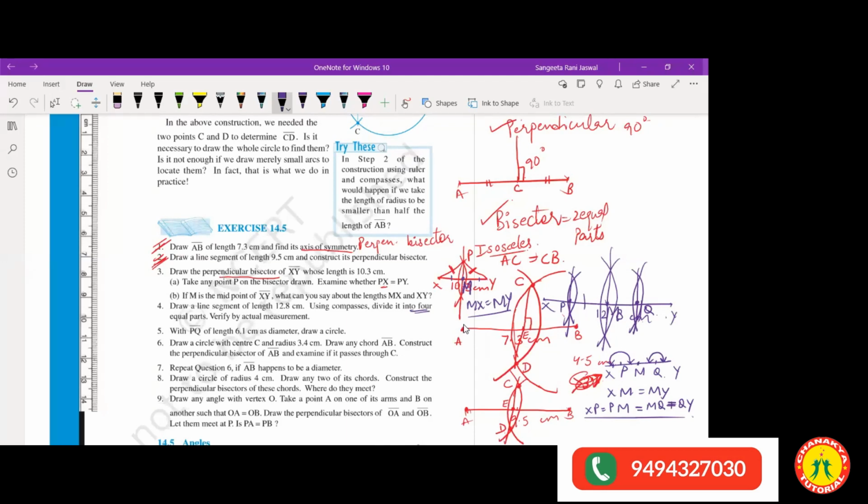The time is 6:10 now. By 6:12, all should complete this question with the steps also.